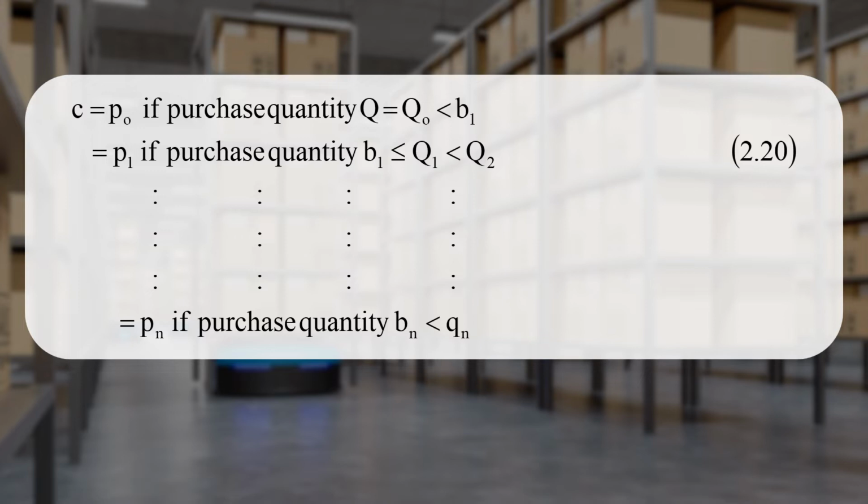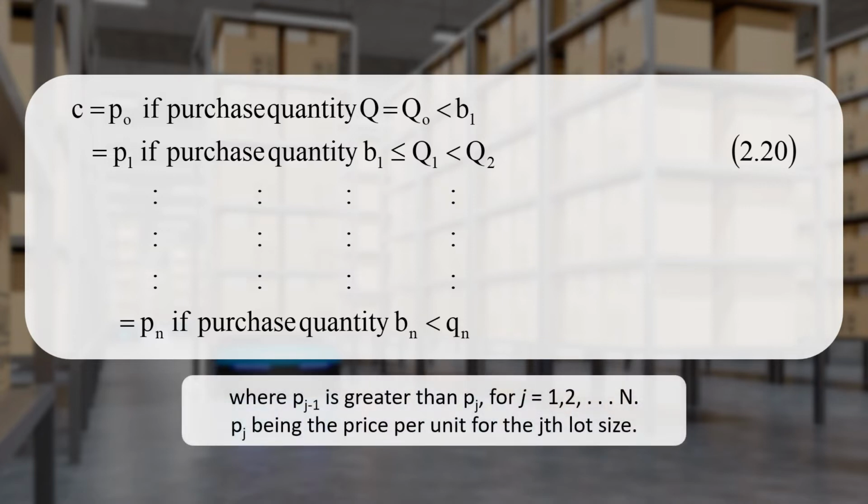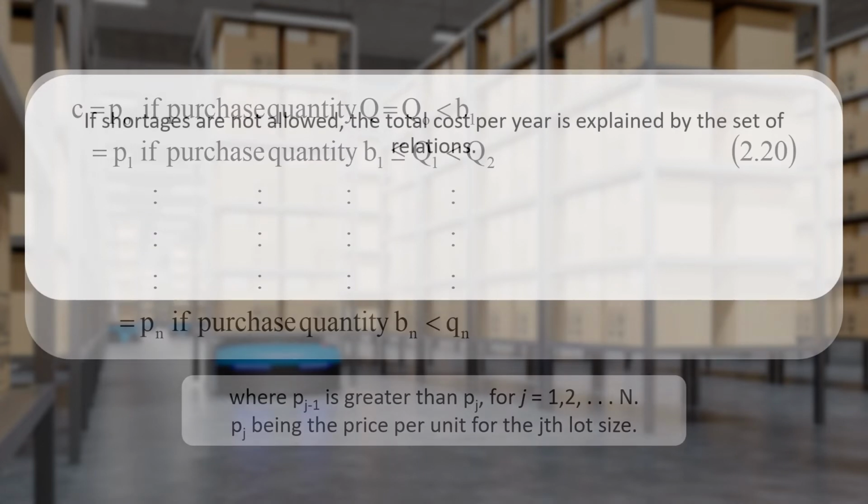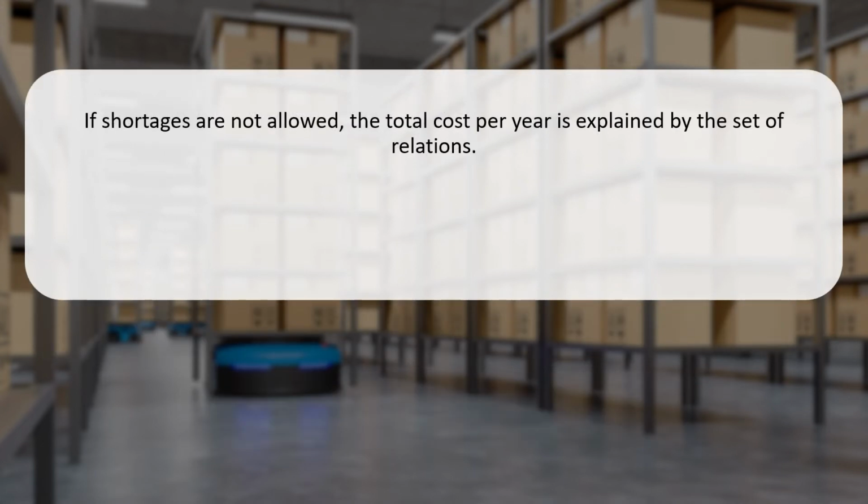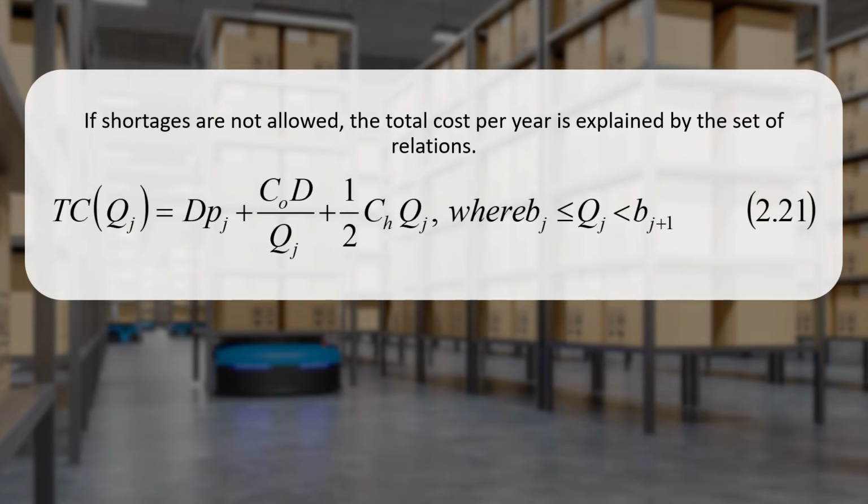Therefore, you should appreciate that as the quantity of items increases, the purchase price will decrease. Since shortage cost is not allowed, we will calculate the total cost as demand multiplied by Pj, the purchase price of the item, plus CO, the ordering cost, multiplied by demand divided by Qj, the quantity which we are going to order.